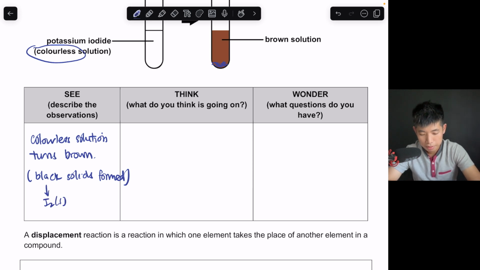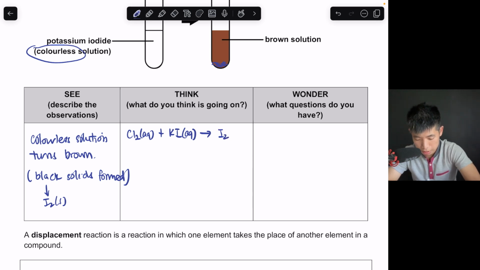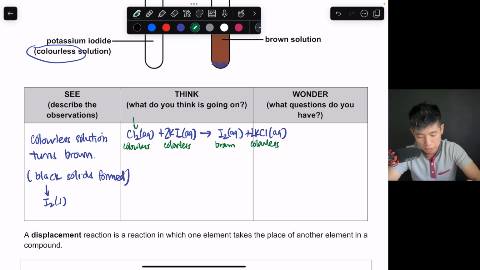If you think about a chemical reaction between chlorine and potassium iodide, can you make a guess what is the product? So if we know that iodine is formed, we can sort of deduce that the other product is KCl. So let's balance the equation. Depending on the concentration of chlorine, it can go from colorless to a bit pale green or pale yellow. Okay, but generally you can just say it's colorless here.